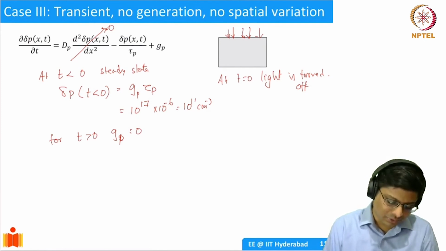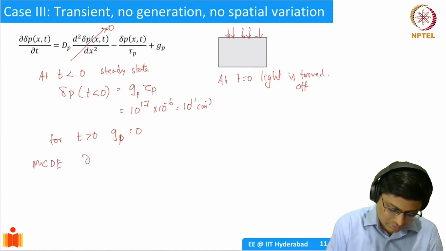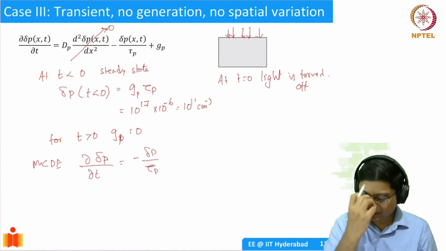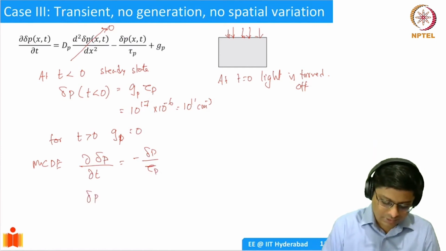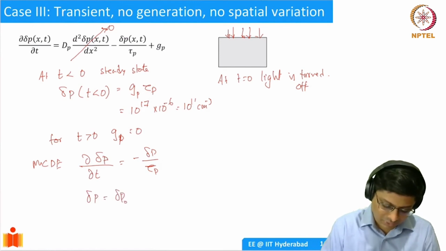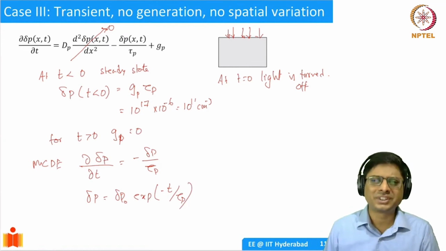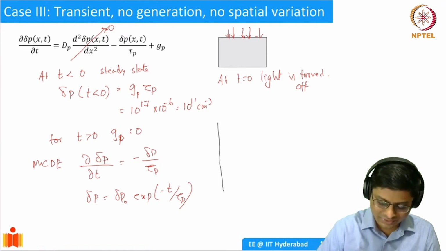Okay. So what is this? At time t greater than 0, Gp equal to 0. So essentially your diffusion equation, MCDE, becomes partial derivative of excess minority carrier density with respect to time equal to minus delta p by tau p. Other terms are going to 0. So you can solve this, and this solution turns out to be delta p is equal to delta p naught at time t equal to 0, whatever that is, times exponential minus t by tau p. Okay. You can solve it if you are interested. Just take some moments and solve it. It's not a very difficult equation.